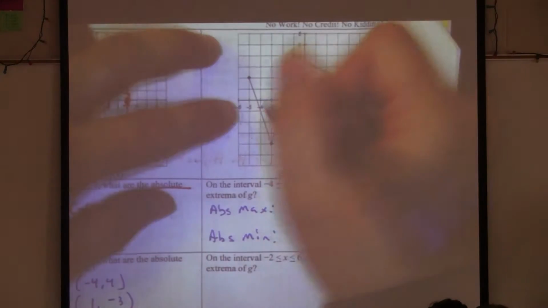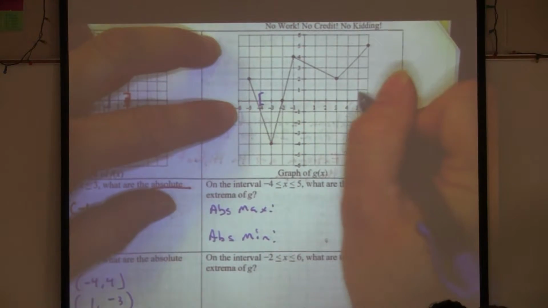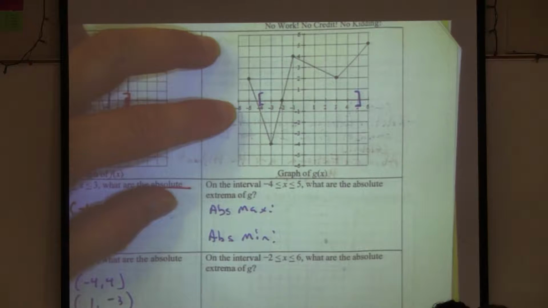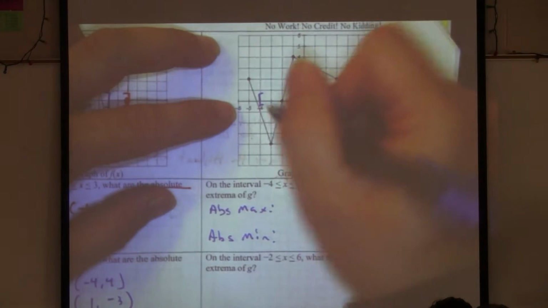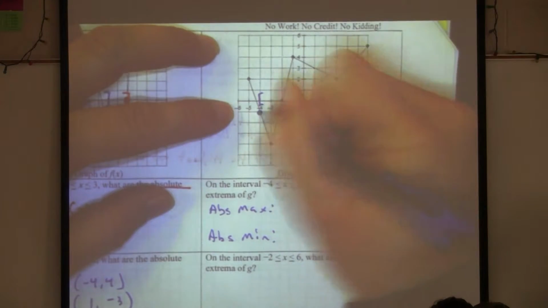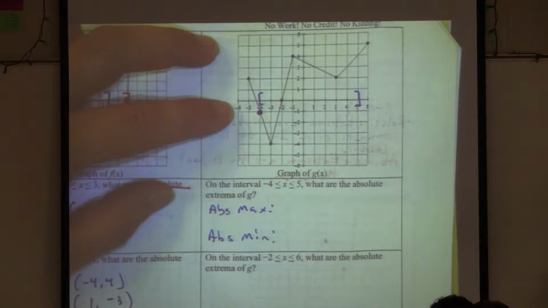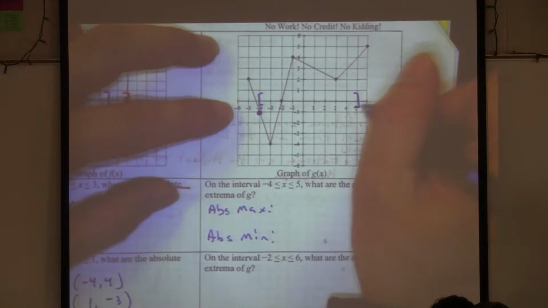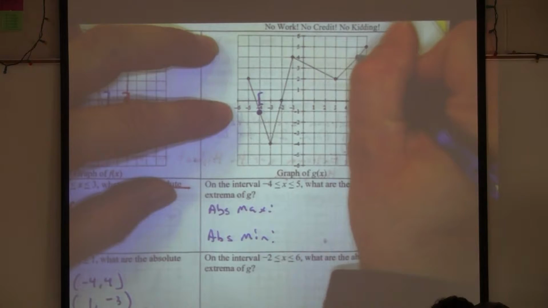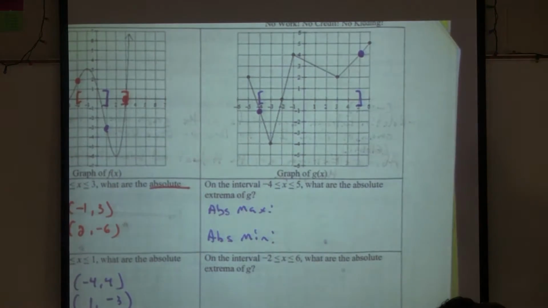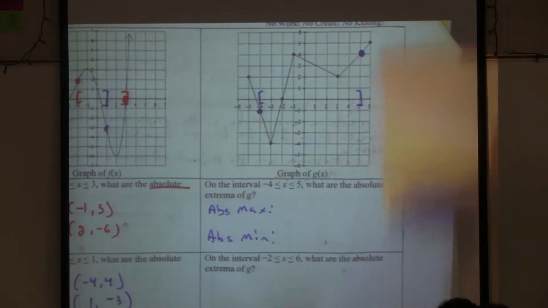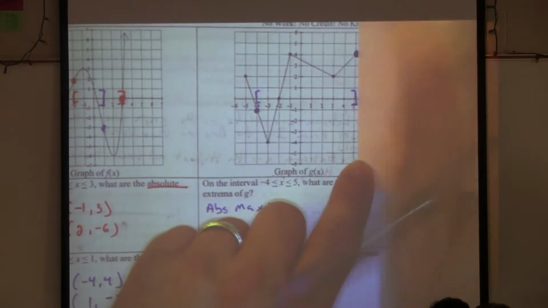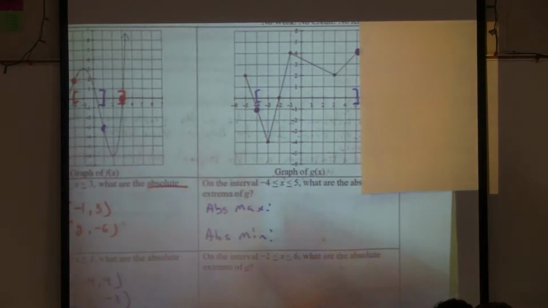Negative 4, that's right here, and 5 is all the way over here. So what would be the point at negative 4? Well, they're the same. At negative 1, right? Absolutely. What would be the point at 5? 4. So if I'm looking at the graph only in that interval, what would be my absolute max and what would be my absolute min?